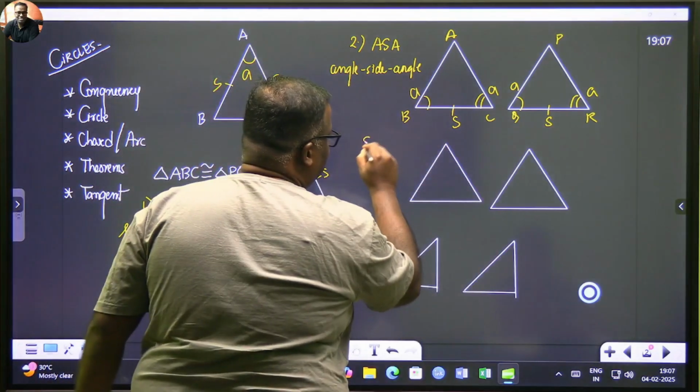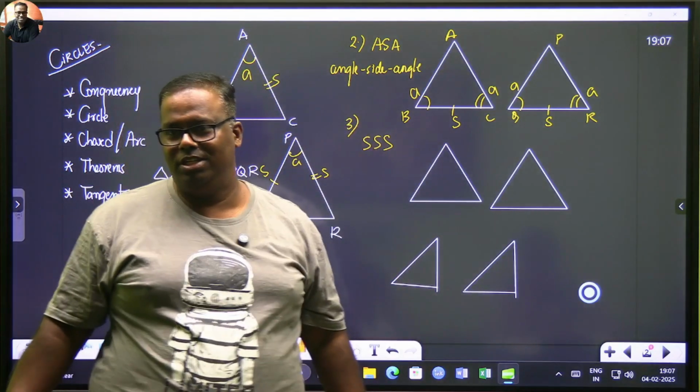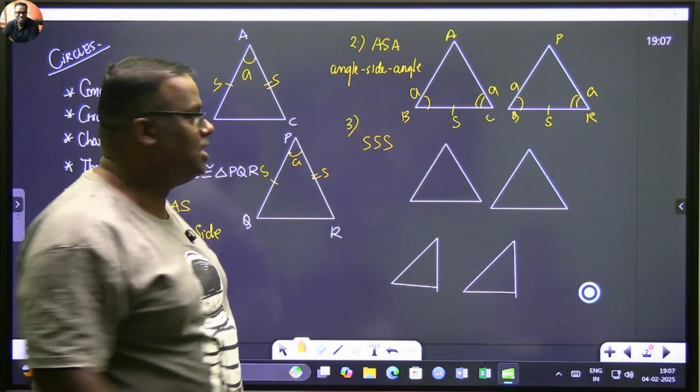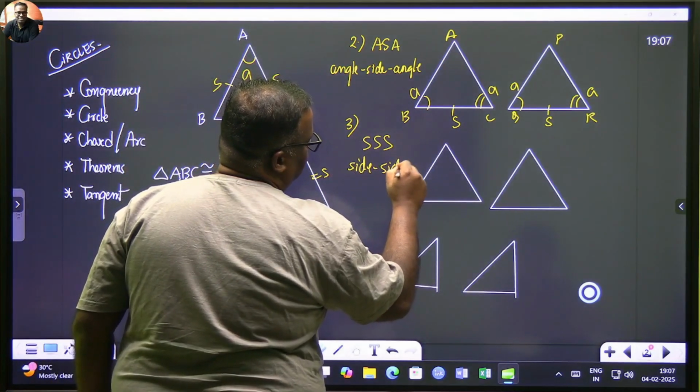Next is called SSS. Two triangles are said to be congruent if each corresponding side is equal to the corresponding side of the other. Side, side, side. We call it side, side, side.